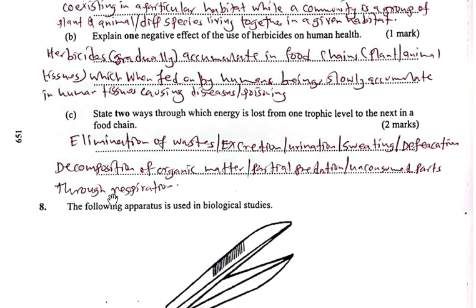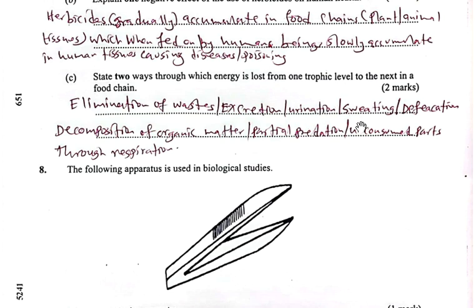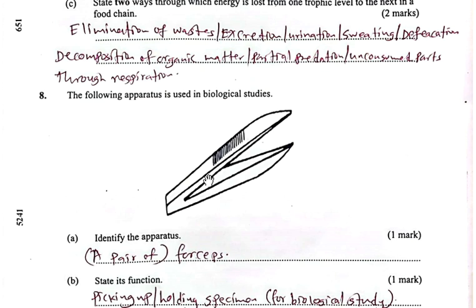Then part C, state two ways through which energy is lost from one trophic level to the next in a food chain. Elimination of waste or excretion, or through urination, sweating, defecation, decomposition of organic matter, partial predation, then unconsumed parts through respiration. Question 8. The following apparatus is used in biological studies.